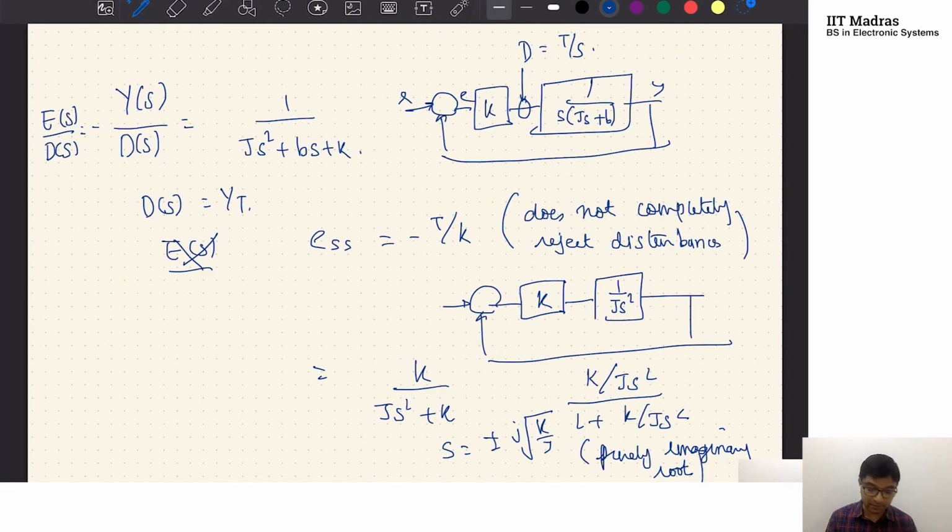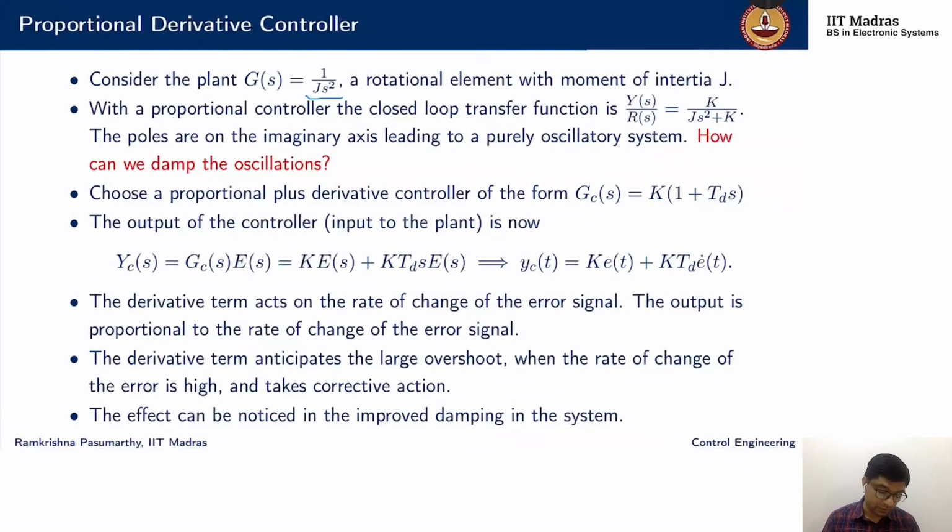Okay, this doesn't help, right? Just increasing the gain will only move my roots away from the origin, but they'll still be on the imaginary axis all the time. So with only a proportional controller on this plant, I just end up with a purely oscillatory system. But I don't want oscillations. I want the oscillations to be damped.